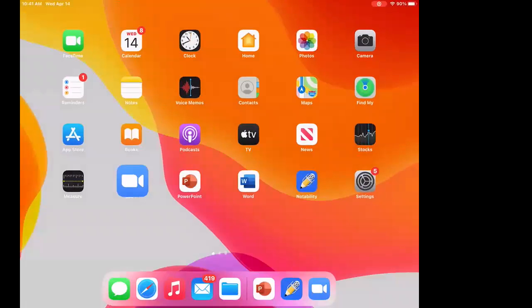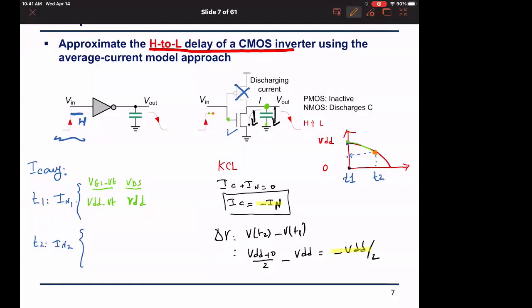At point 2, the input is still high, and the output has fallen halfway, and therefore VGS minus VT is still VDD minus VT, and the device is on, of course, and the VDS is now at V initial plus V final over 2, which in this case is VDD over 2, because this is a CMOS inverter. Now, from IN1 and IN2, I can find IN average, and therefore I can find IC average. Anybody has any questions?